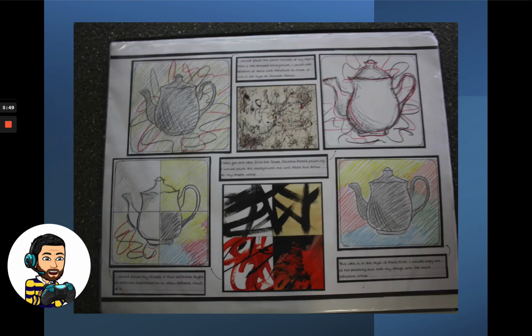Okay, another one, this is around a teapot, looking at Klein and Pollock again. So we're showing through ideas different renderings, different styles, different colours. I could, I might do this. If I do this, this is what it'll look like. So exploring those thoughts all the time.